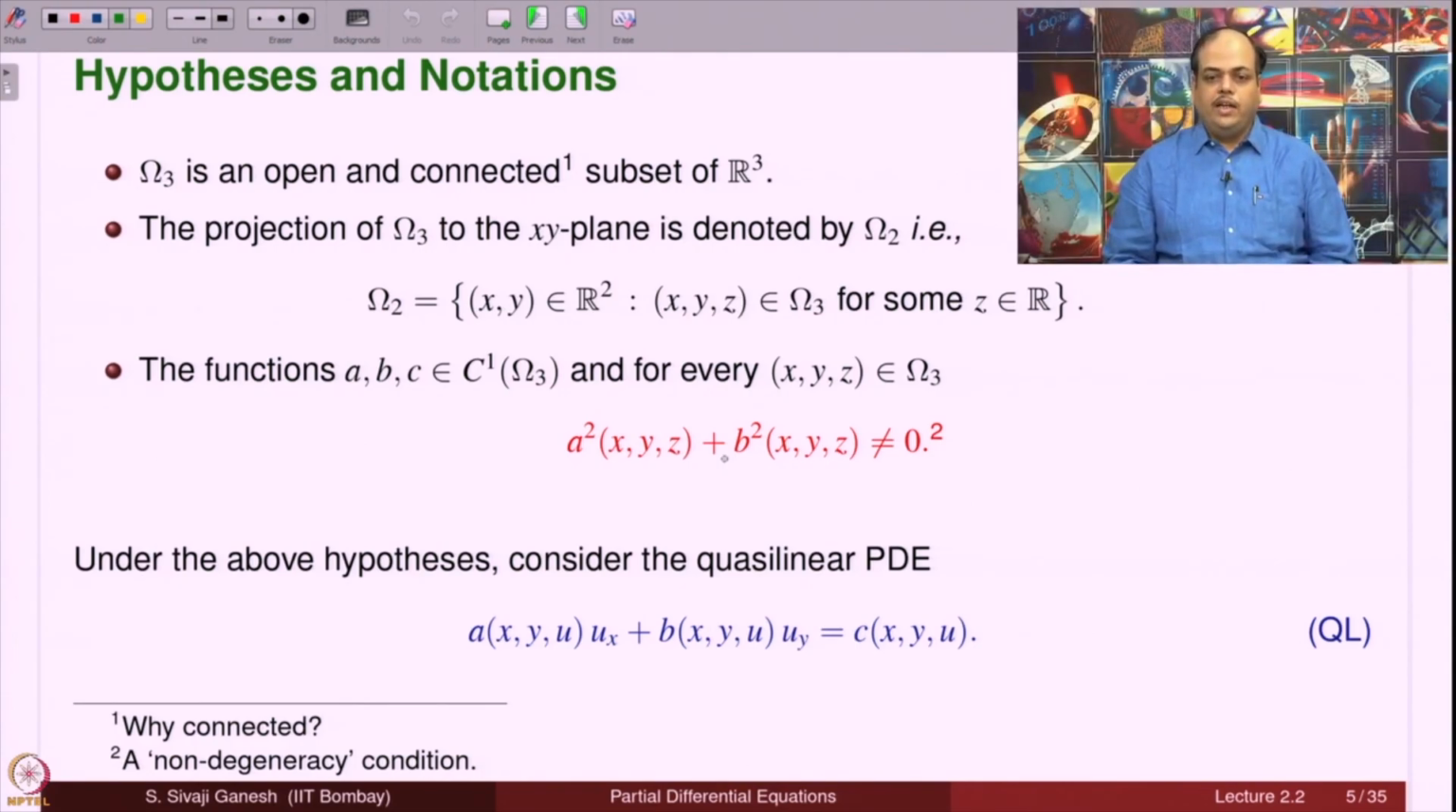So, for the quasi-linear PDE, we often use the notation QL. Regularly we use QL. By QL we mean this: a u_x plus b u_y equal to c, where a, b, c are C1 functions in omega 3 and a squared plus b squared is not equal to 0 at every point in omega 3. So, just QL stands for all these properties.